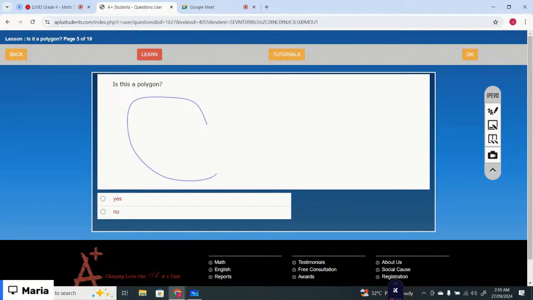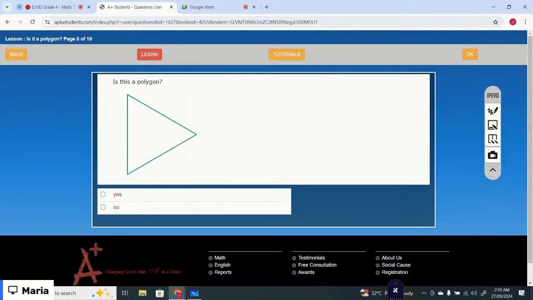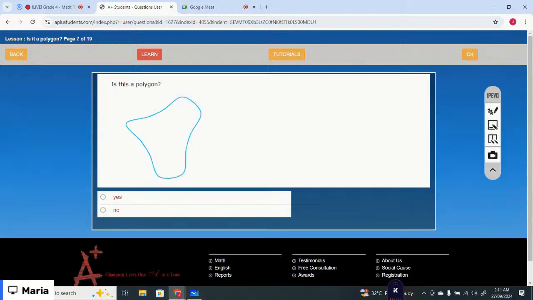Is this a polygon? No, this isn't a polygon, right? The correct option is no. Is this a polygon? Yes, it is a polygon. Is this a polygon? This isn't a polygon, right? The correct option is no.